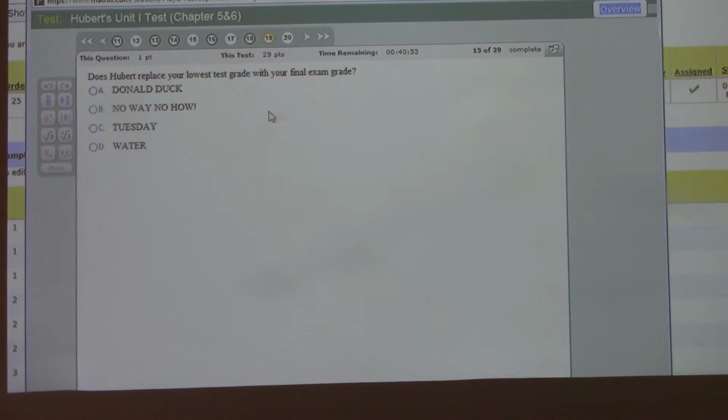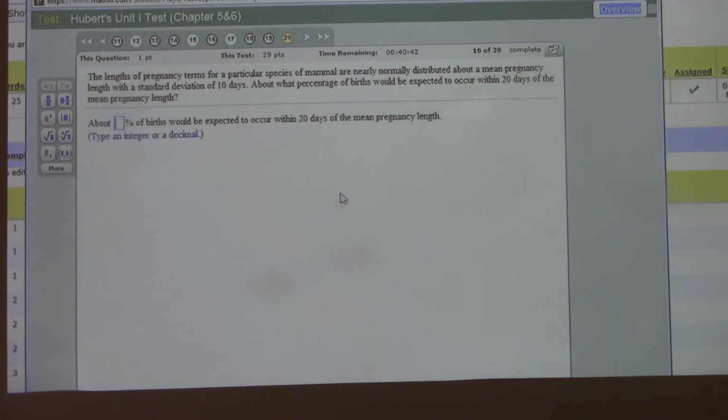Does Hubert replace your lowest test grade with the final exam grade? No way. We'll take that one off. Thank you.